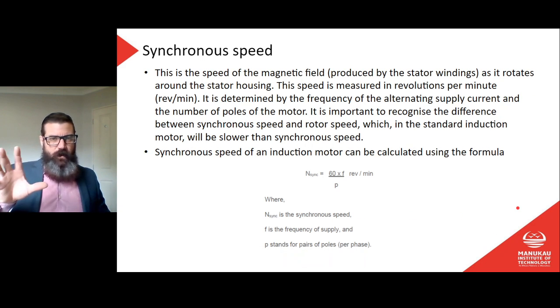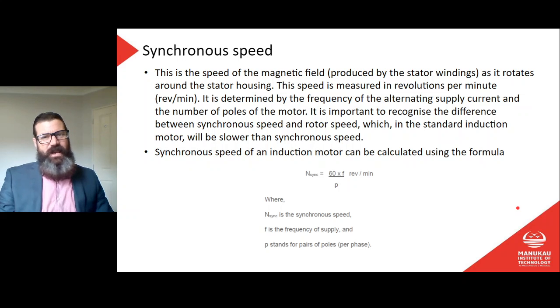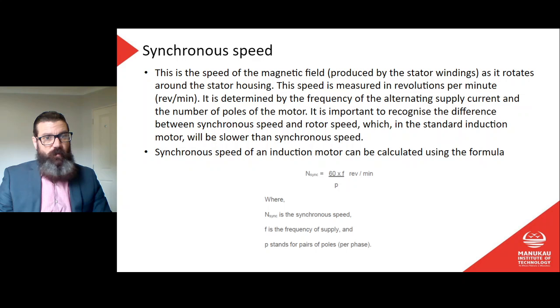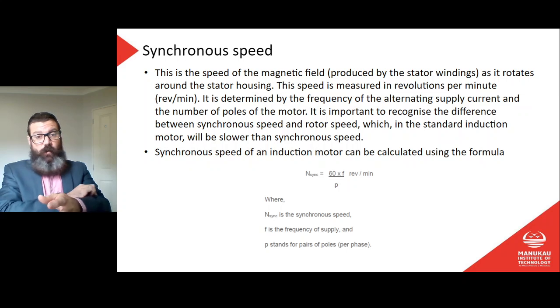So synchronous speed: this is the speed of the magnetic field produced by the stator windings as it rotates around the stator housing. So that's how fast the rotating magnetic field is going. This speed is measured in revolutions per minute, so RPM. It is determined by the frequency of the supply and the number of poles in the motor. We've talked about this before, right?